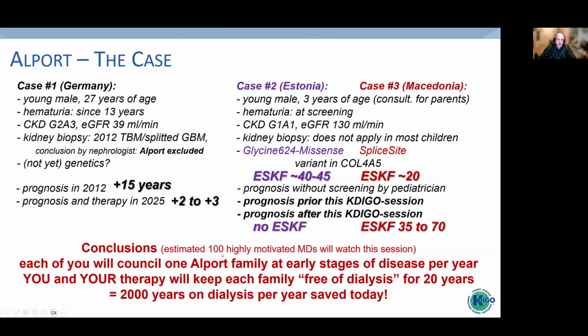So my conclusion here is that I estimate we have about 100 highly motivated physicians watching this session. Each of you will counsel 1 family per year with Alport syndrome at early stages of disease. And you and your knowledge right now will lead to early therapy because of an exact genetic diagnosis, and you will delay renal failure in this family by at least 20 years. So with 100 people watching this webinar, we already saved 2,000 years of end-stage renal failure today.